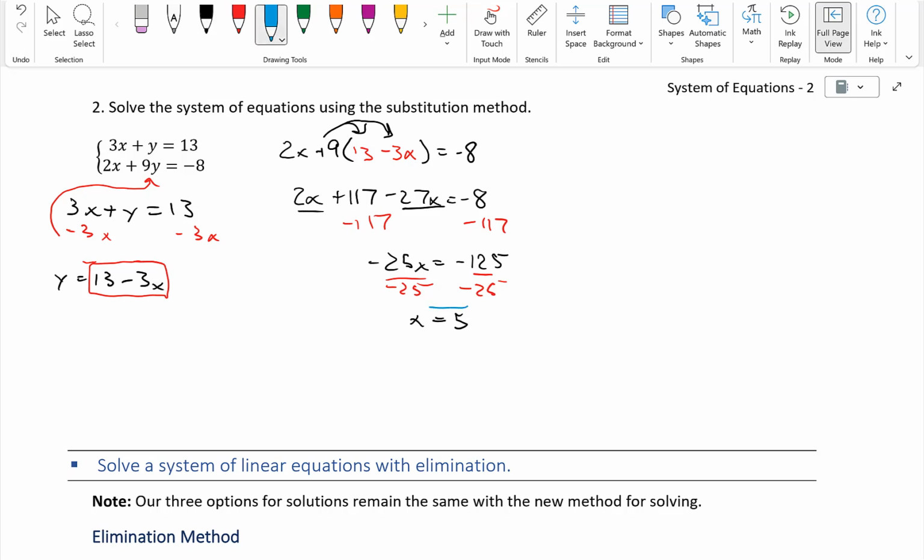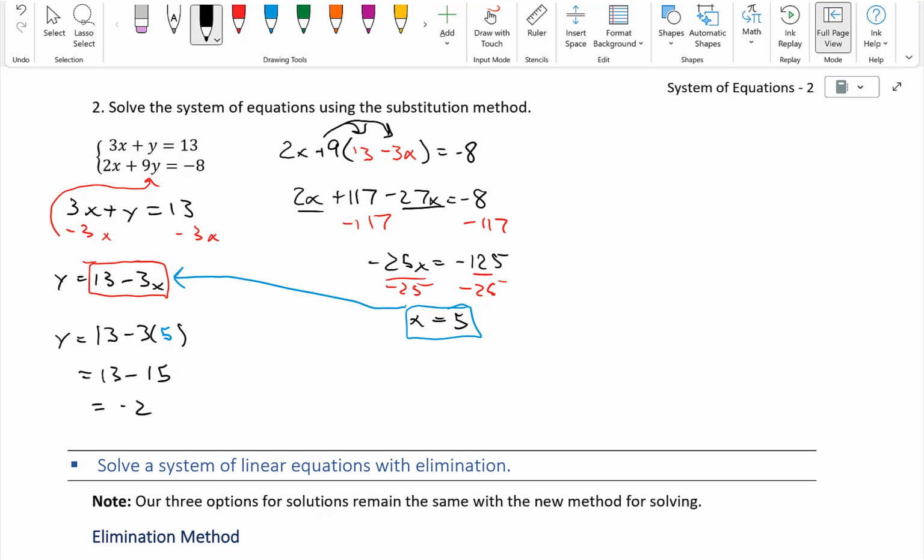So I want to take that value now and substitute it back into this equation that I originally solved for y, so that I can find the value for y now. So y equals 13 minus 3 times 5, which would give me 13 minus 15 or negative 2 for y. So my proposed solution here is the point 5, negative 2. That's in my set notation.